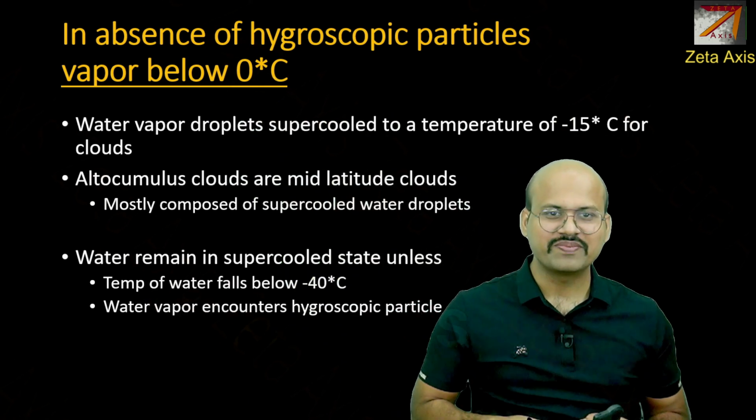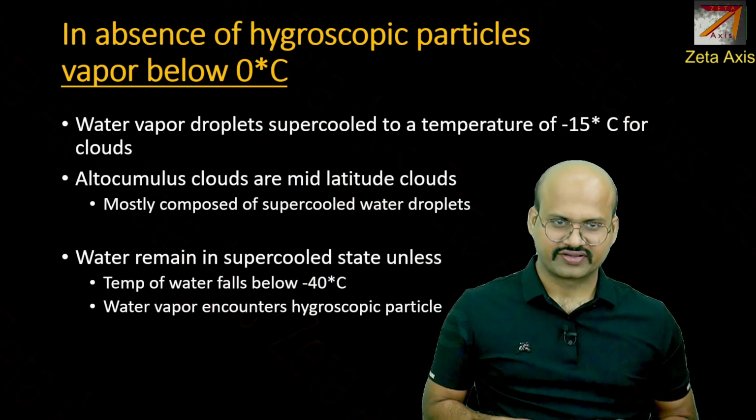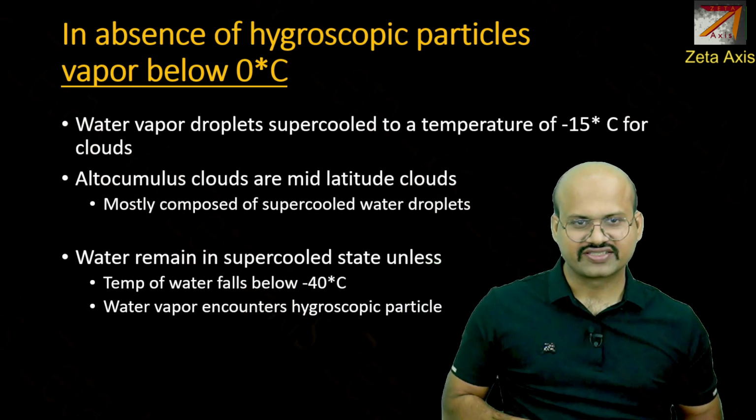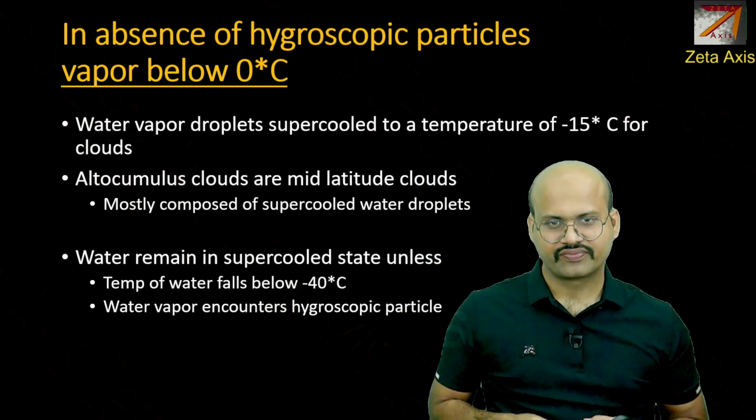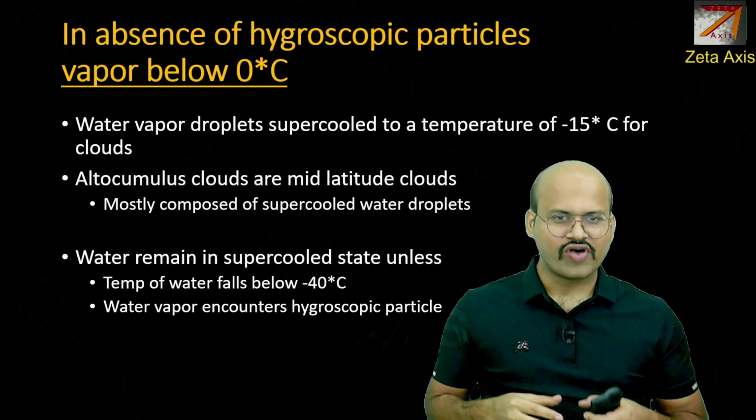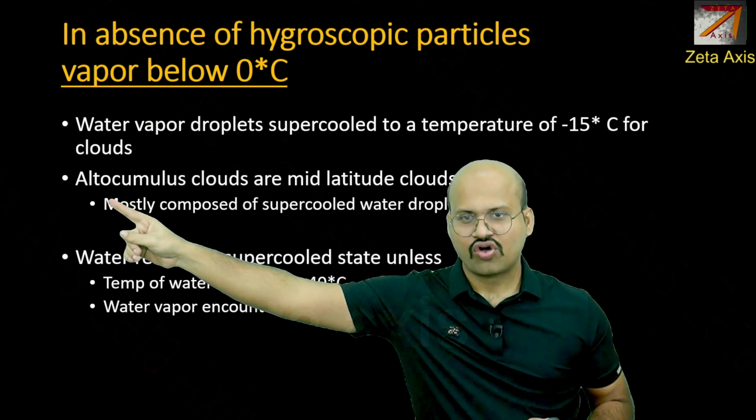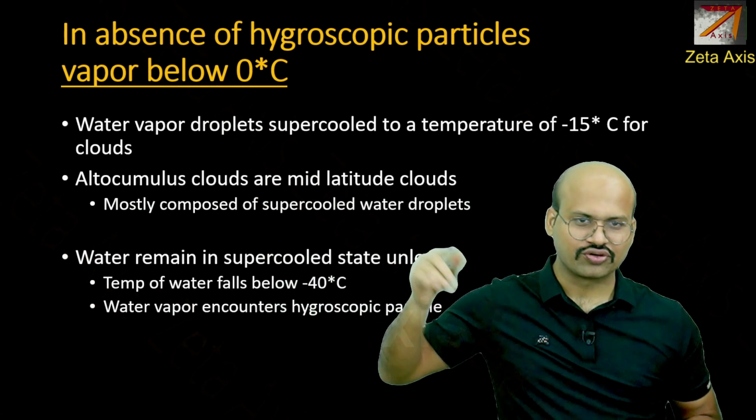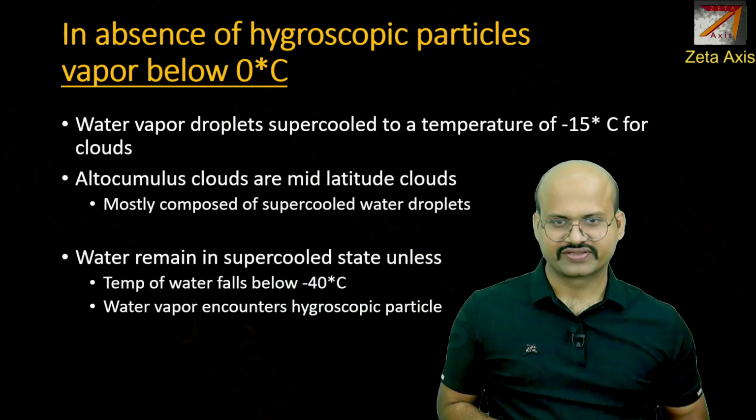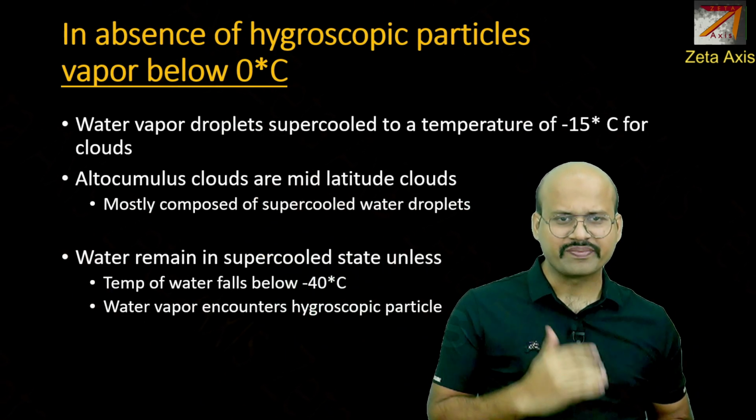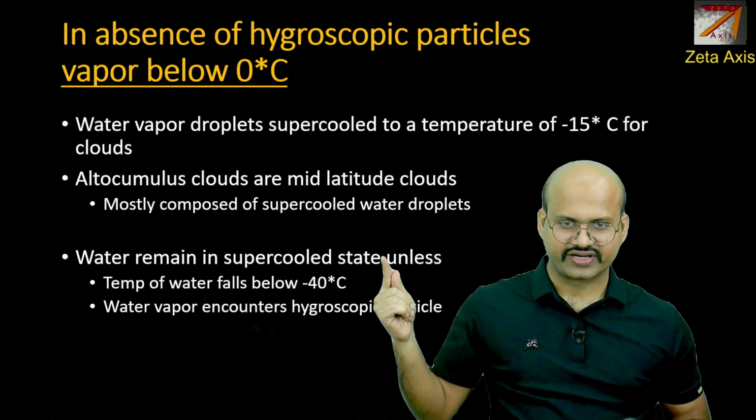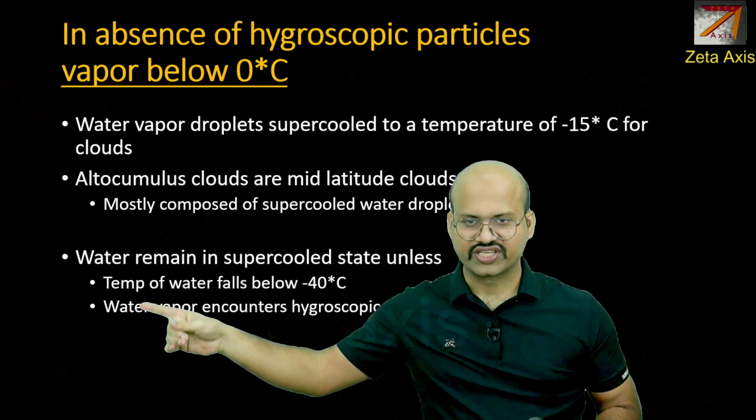So the vapor will be in a supercooled state till minus 50 degrees Celsius, where it will form clouds. These clouds have vapor in the supercooled state and they do not give rainfall. Altocumulus clouds, which are at mid-latitude height, are an example of this. Now water will remain in this supercooled state unless one of two things occurs.